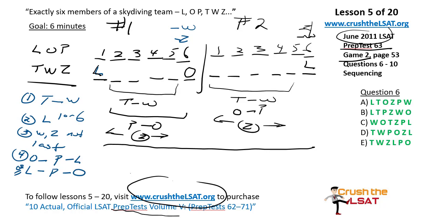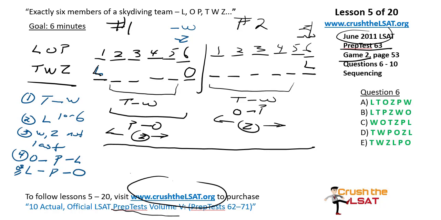The first one, your typical acceptable arrangement question. Which of the following could be an accurate list? So what do we do? We take rule 1, apply it to all of the answer choices until we can knock one out. Then we go back to rule 2, do the same, rule 3, do the same, etc. We'll start with rule 1.